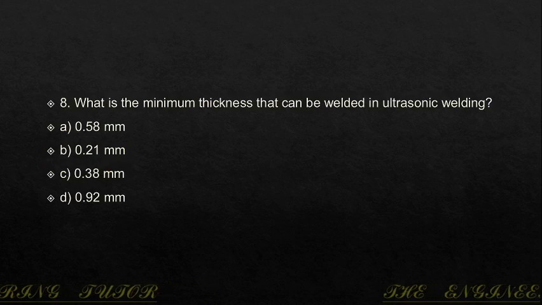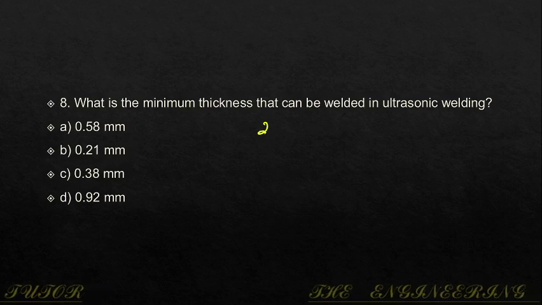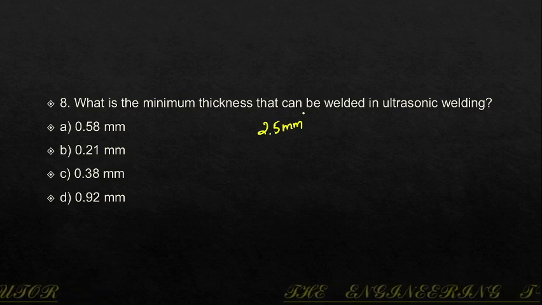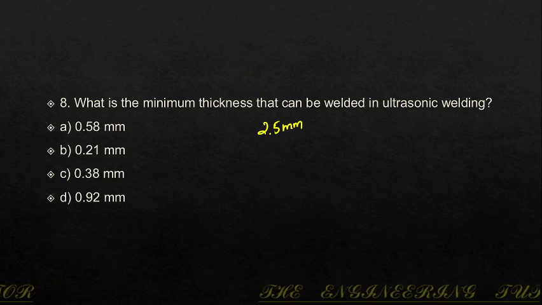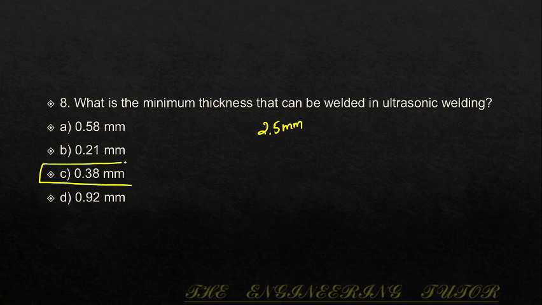What is the minimum thickness that can be welded using ultrasonic welding? The maximum thickness we have discussed is 2.5 mm. The minimum thickness that can be welded by ultrasonic welding is 0.38 millimeter.